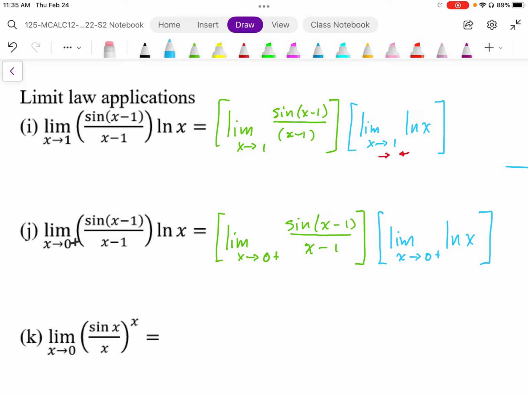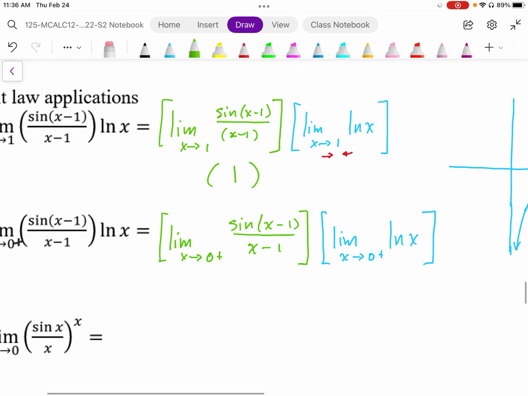So in part I, we have the limit as x goes to 1 of sin(x minus 1) over (x minus 1) times ln x. If we take a look at those two parts separately, the sine part and the log part, we can deal with those separately as limits. As we let x go to 1, the sin(x minus 1) over (x minus 1) becomes sin 0 over 0. Well, that's an identity, and we can determine that to be a value of 1. Okay, and we have that from an identity.